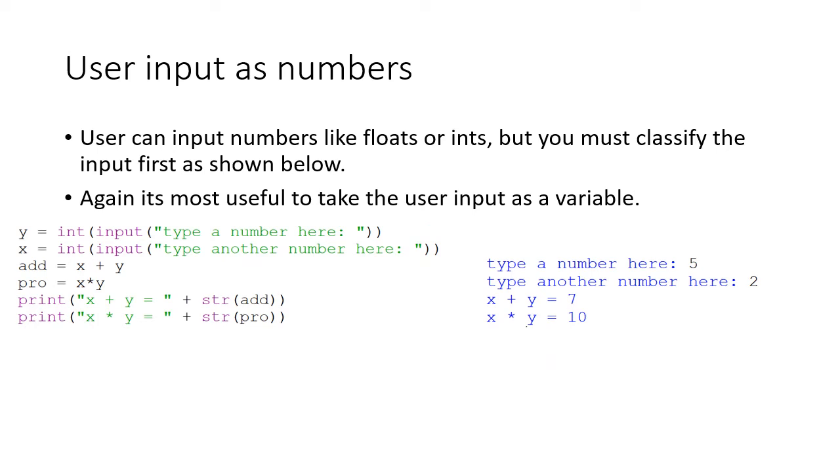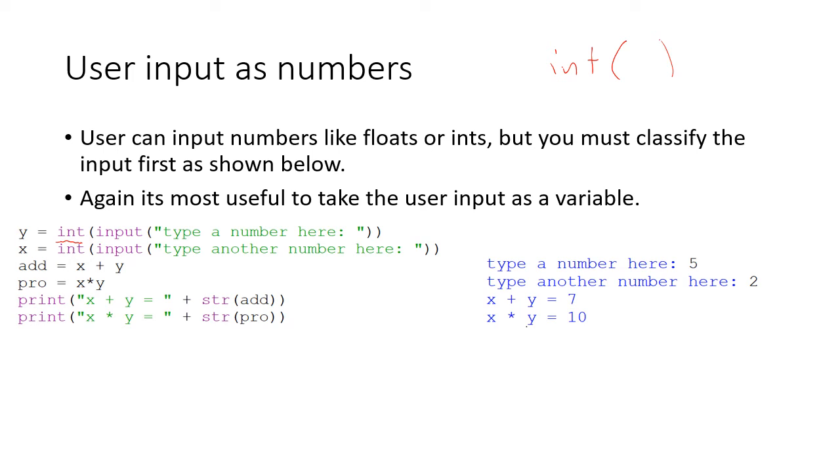Alright, so the user can input numbers or floats, but you must classify it first. So remember how we did the string in parentheses? To make it an int, we do int, parentheses, whatever we want to be saved as an int. So that's what we did here. Our variable y, we're going to make sure it's an integer, so we're turning whatever the user inputted here into an integer.